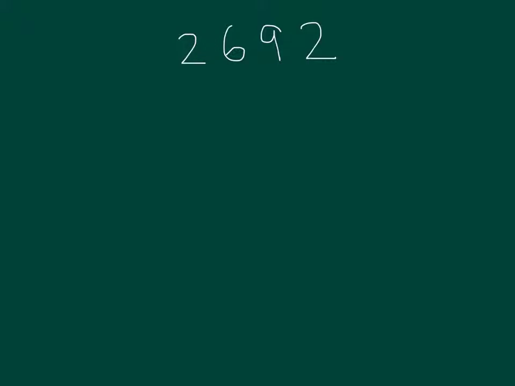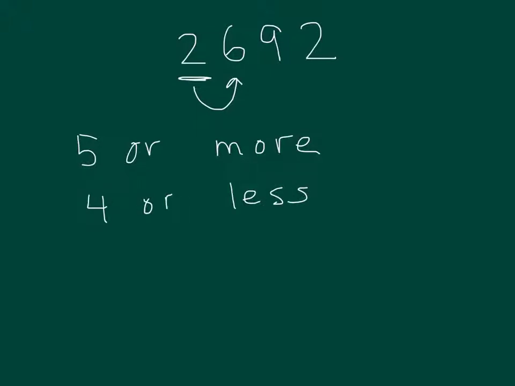We look here. We're going to round to the 2, which is in the thousands place. So we look to the right, and remember the rule. If it's 5 or more, then we're going to add to this first digit, which is now in the thousands place. Okay? And if it's 4 or less, then this will stay the same. Okay? So let's take a look.